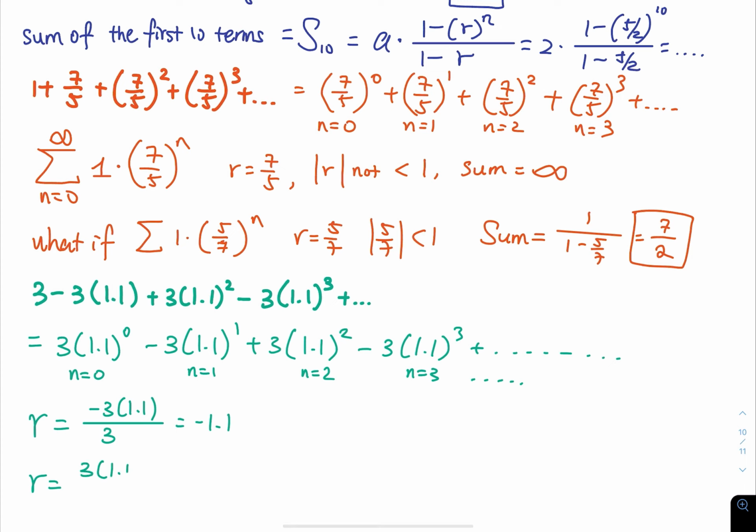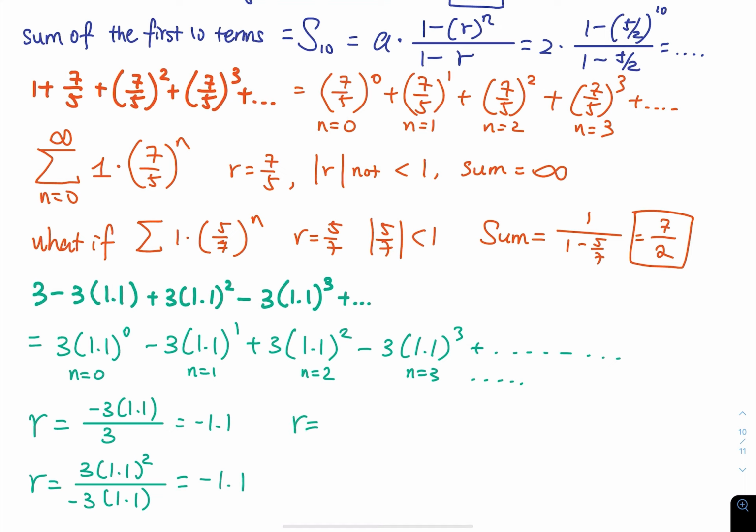3 times 1.1 squared divided by the previous term. You carry the sign with you, 1.1 to the first power. So that gives you a negative 1.1, which is always negative 1.1. Otherwise, this is not a geometric series.